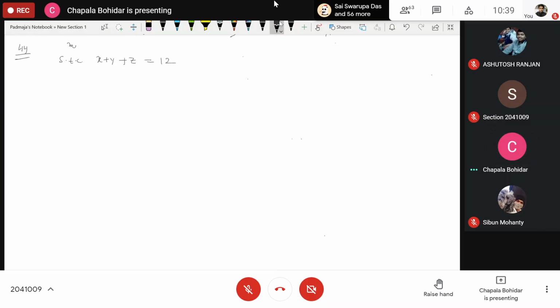Achha. What we want to find out? Minimum value, right? Minimum of f of x, y, z, that is x square plus y square plus z square. Is it not? It is given like this or not? Square of what? So this implies z is equal to 12 minus x minus y. Then what will we do?